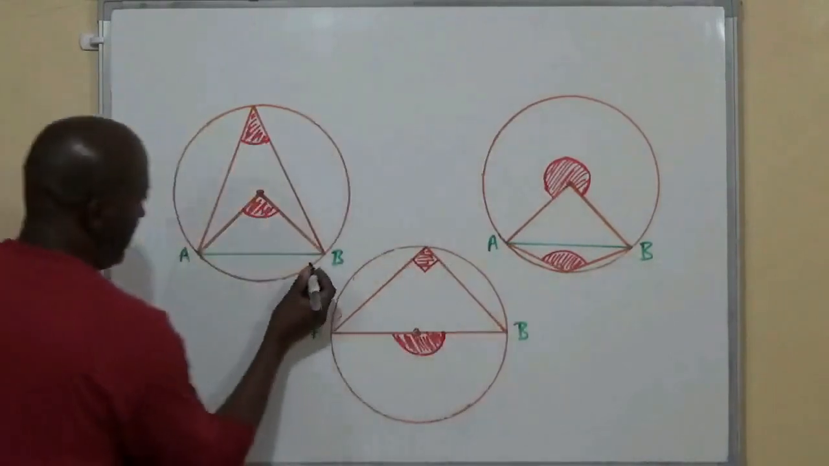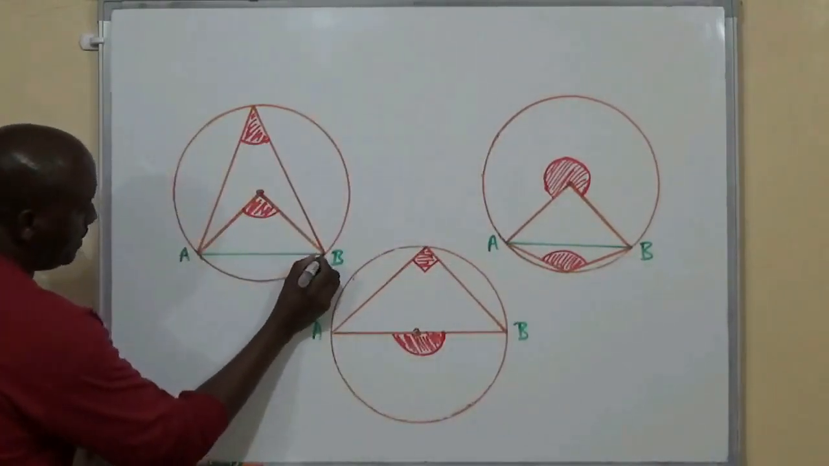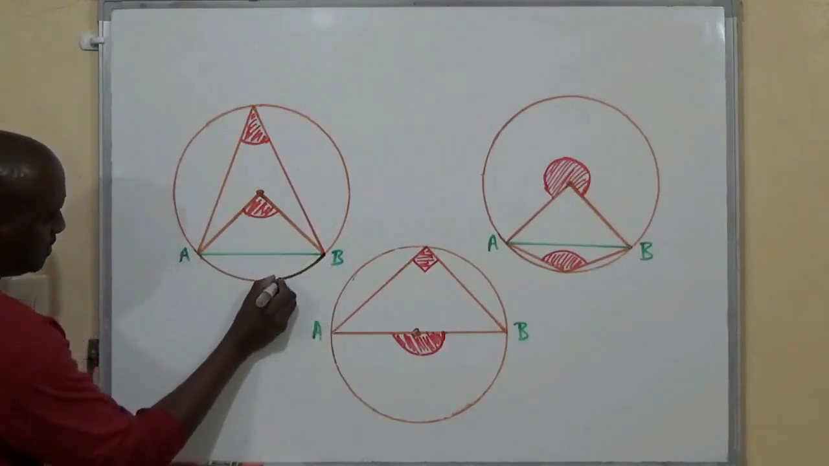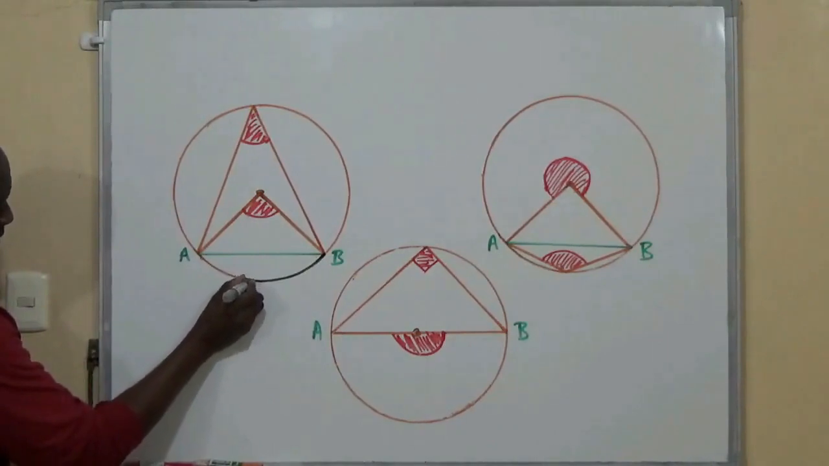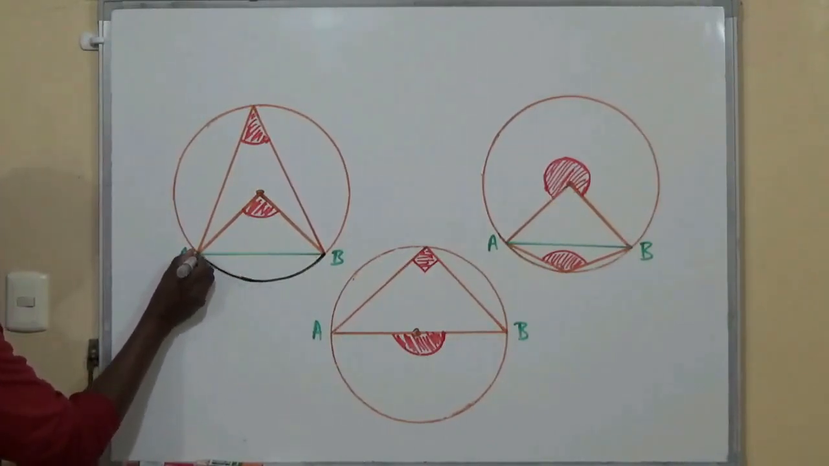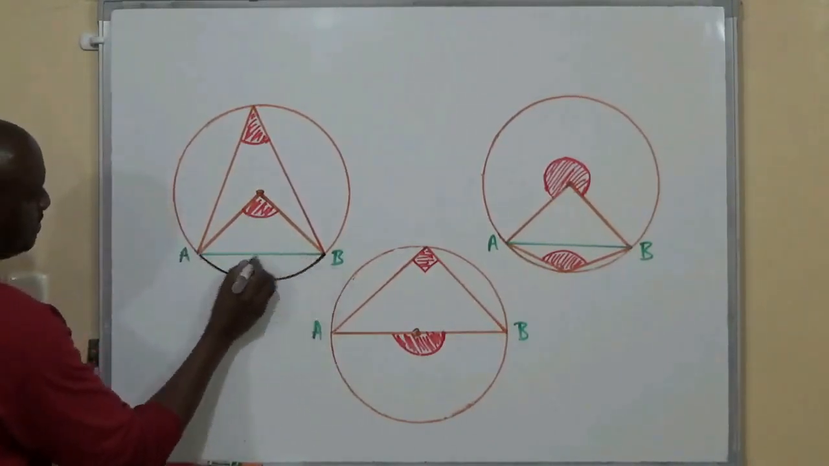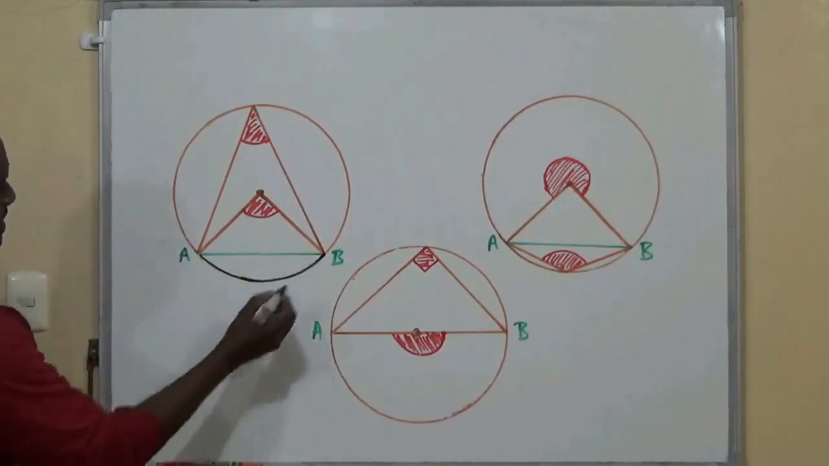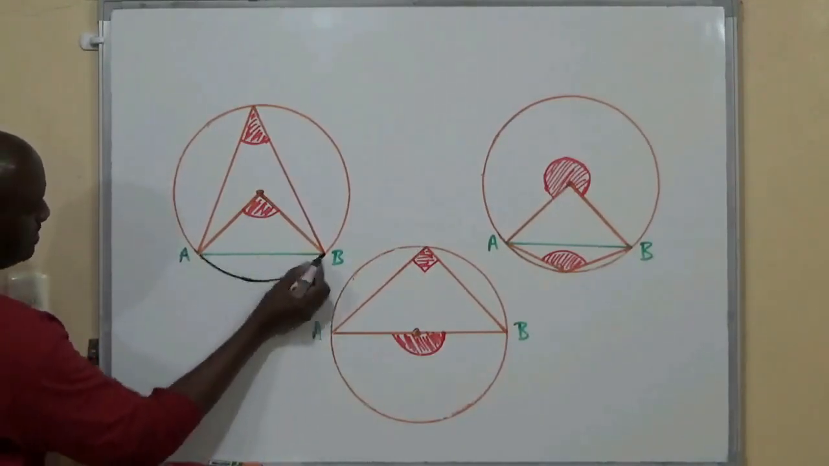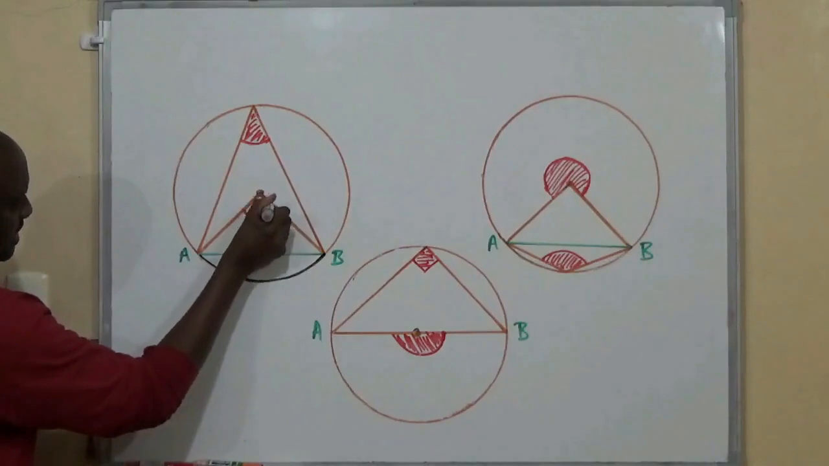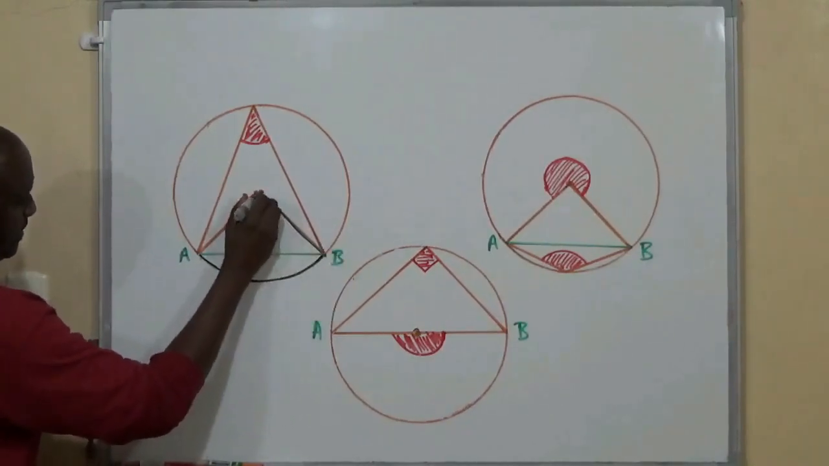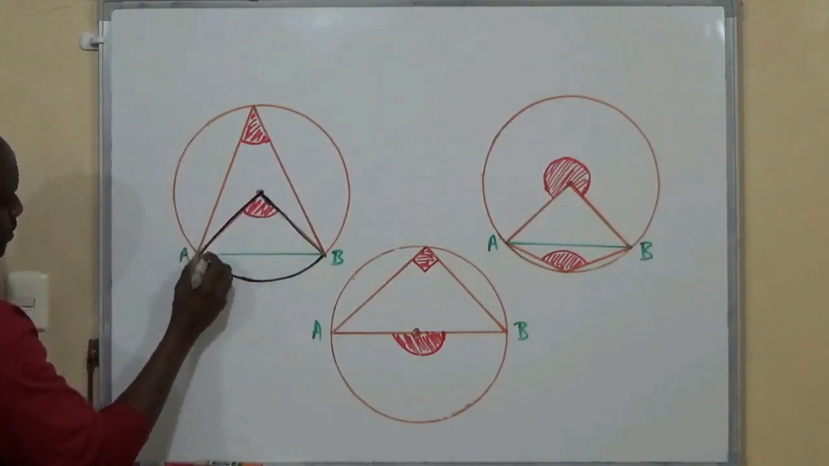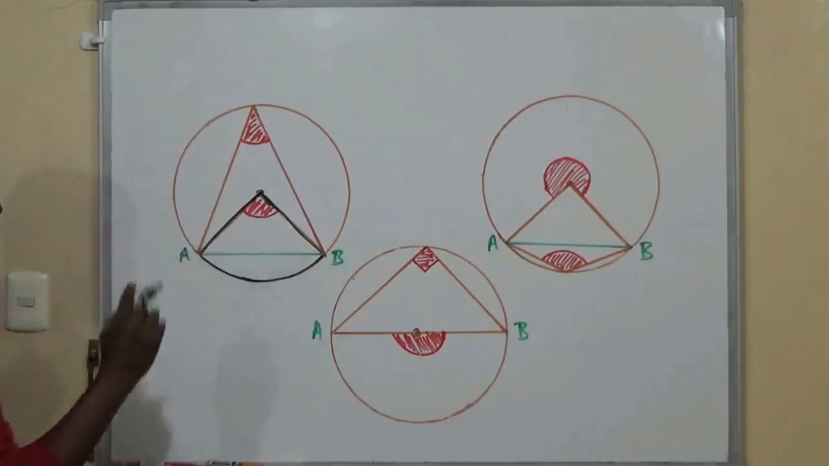So this here would be the segment. This is the segment that we're talking about. This chord, the chord in this segment subtends this angle at the center, alright? Now this in black is the minor segment.